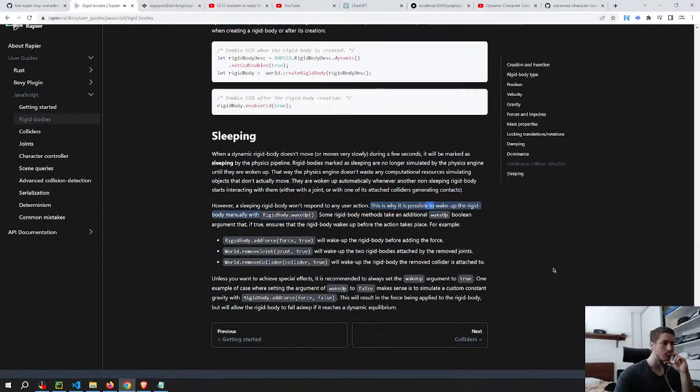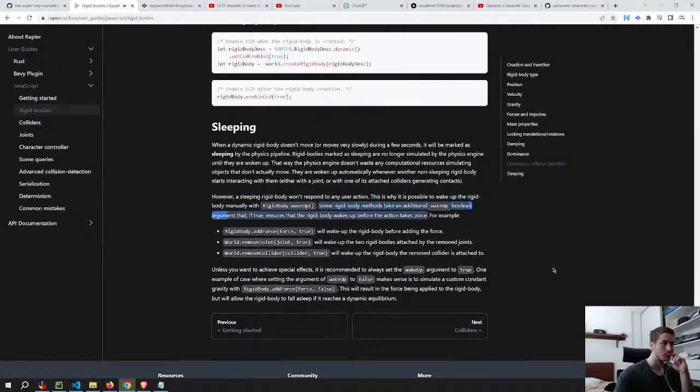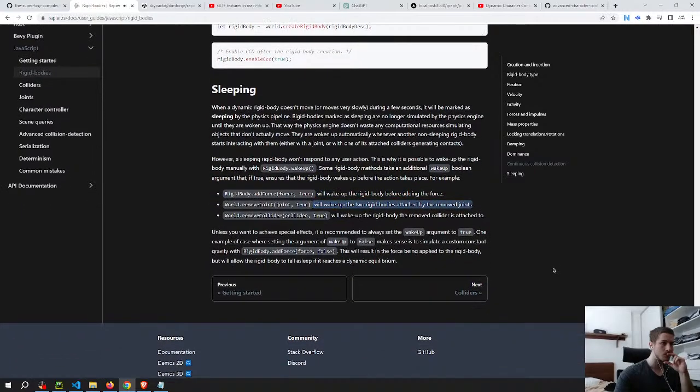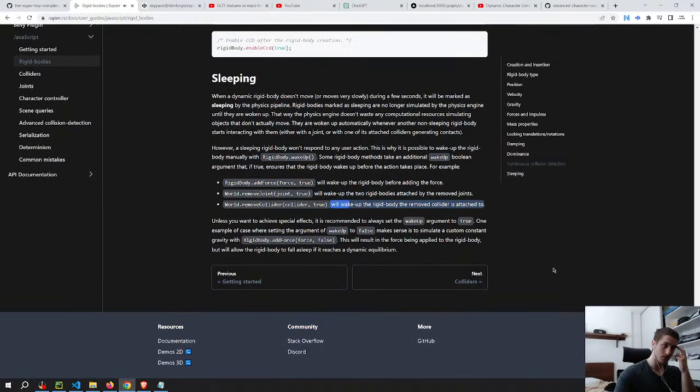However, a sleeping rigid body won't respond to any user action. This is why it's possible to wake up the rigid body manually with rigid body dot wake up. Some rigid body methods take an additional wake up boolean argument that, if true, ensures that the rigid body wakes up before the action takes place. For example, rigid body dot add force true will wake up the rigid body before adding force. World dot remove joint true will wake up the two rigid bodies attached by the removed joint. World dot remove collider true will wake up the rigid body the removed collider was attached to.